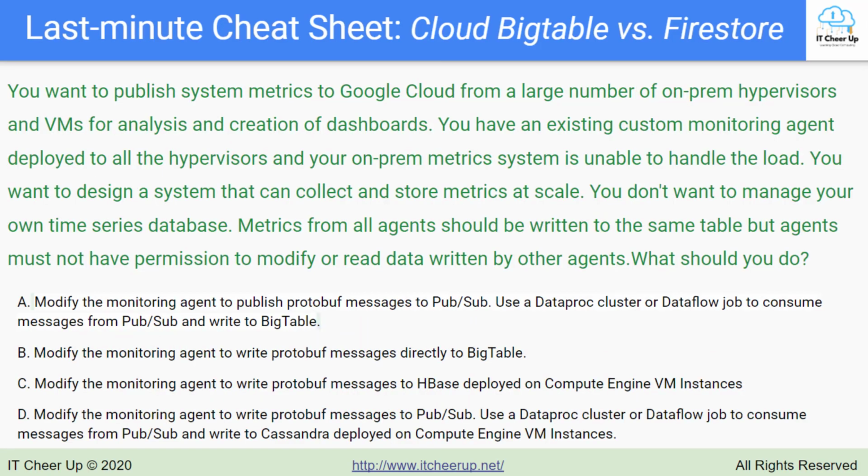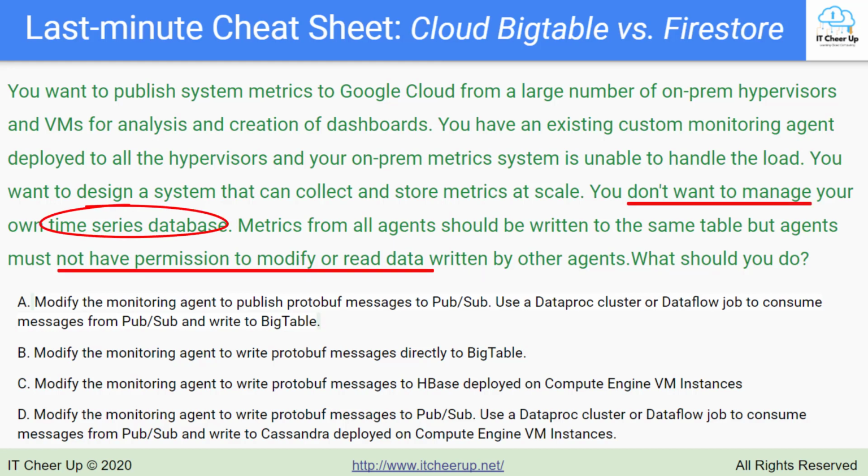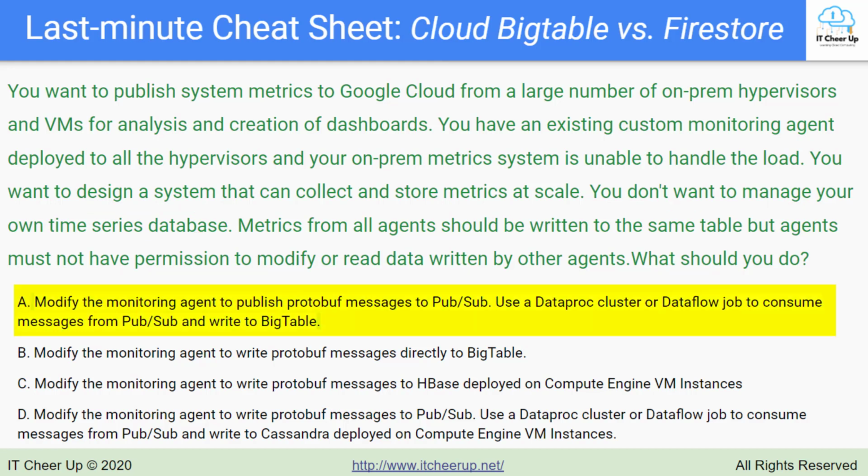Want to try another one? Pause the video and read the question first. Ready? I highlight the keywords of this question. You don't want to manage your own time series database. It rules out C and D, host database on VM using GCE. Agents must not have a permission to modify or read data written by another agent, which rules out B. So the correct answer is A.